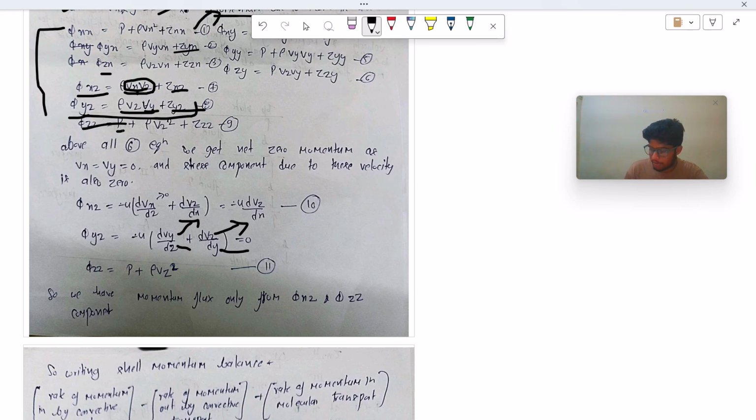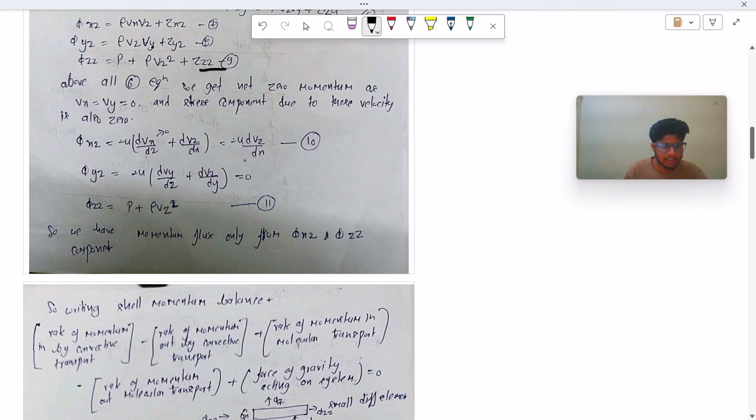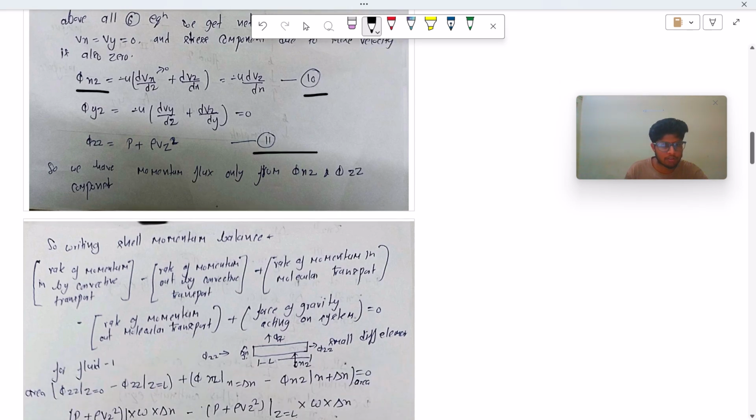There is some pressure P and ρvz, there is some velocity vz, and τzz. This is 0, as there is no change of vz velocity in z direction. So we are writing only these two terms, P plus ρvz². So from all nine equations, we have only two equations which give us a momentum flux. These we write as φxz and φzz, that is equation 10 and equation 11.